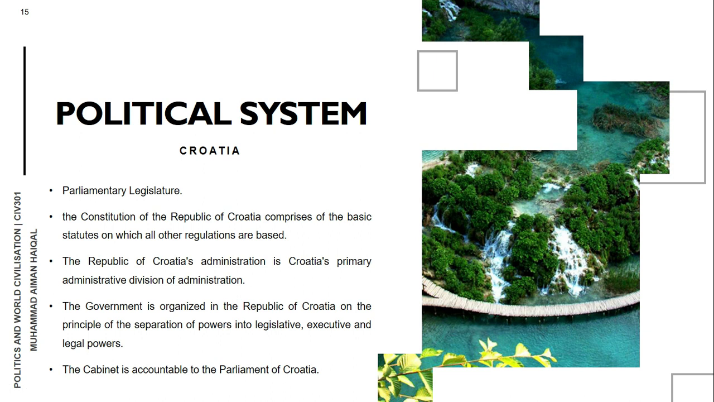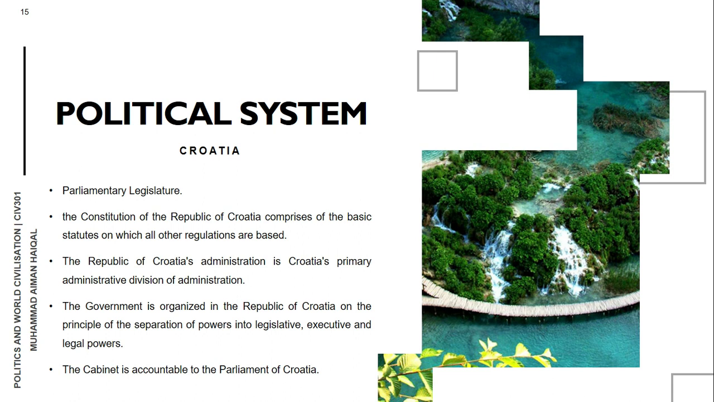Okay, next we will move to the political system. First, we will look at the political system of Croatia. The Republic of Croatia is a parliamentary republic. In addition to the Constitutional Act of the Constitutional Court and the Constitutional Act on the Rights of National Minorities, the Constitution of the Republic of Croatia contains the basic statutes on which all other provisions are based.